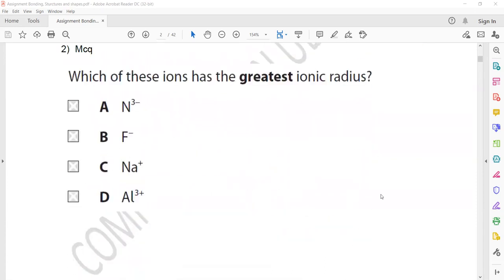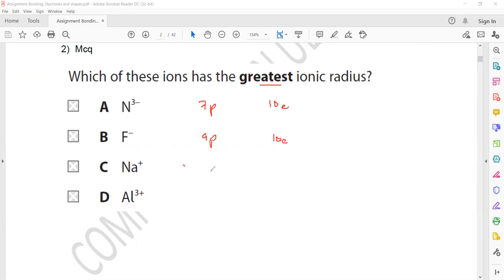Moving on to the next question. Which of these ions has the greatest ionic radius? So how can we work out the greatest ionic radius? We should check the number of electrons and number of protons. Nitrogen has 7 protons, and with the charge 3 minus, it will have 10 electrons. Fluorine has atomic number 9, so 9 protons and with minus one, it means 10 electrons.